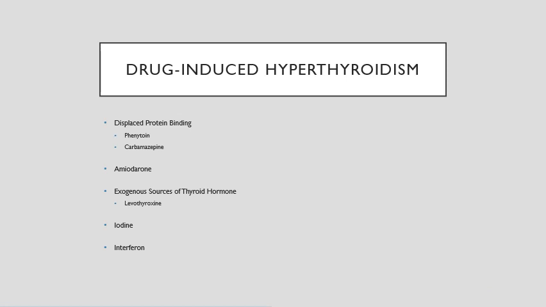Medications that we think of causing this can be phenytoin and carbamazepine. Amiodarone can cause hyperthyroidism because it contains iodine atoms. It can also block the conversion of T4 to T3. Medications like levothyroxine can obviously cause hyperthyroidism if we were to oversupplement a patient. Iodine, and lastly, interferons can affect antibodies and cause the immune forms of hyperthyroidism.